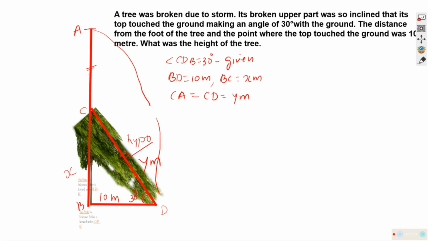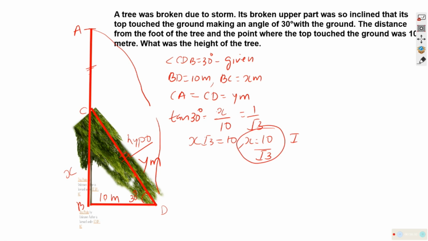ये हमारा information है. Now tan 30 we know. Tan 30 degree means opposite side upon adjacent side, which will be equal to X upon 10 in this case. Correct? And tan 30 value we know, which is equal to 1 upon root 3. So we got an equation for X. Correct? X root 3 is equal to 10 and X is equal to 10 upon root 3. Correct? That much we reached. We got an equation for X. So let us celebrate, marking it as 1. Okay, we got an equation. X is equal to 10 upon root 3.